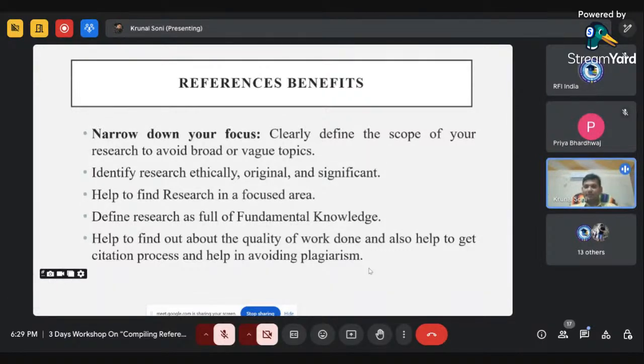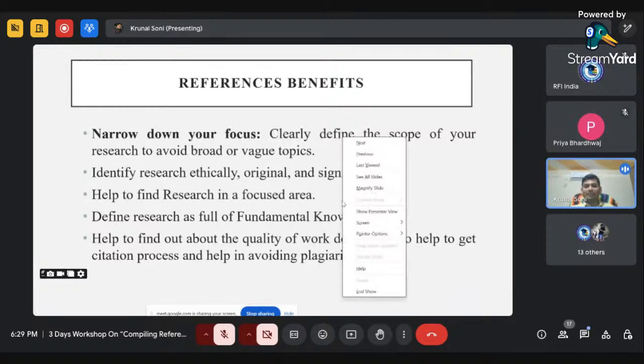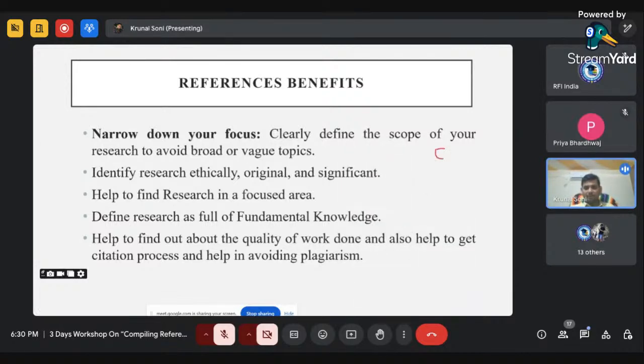So you start with the EIC model. I hope you are aware about this EIC model. So Kuldeep sir might know it. For others, it's called economic, industry, and company. Right. So narrow down your topic means whenever you think about to do research, your topic was so broad.